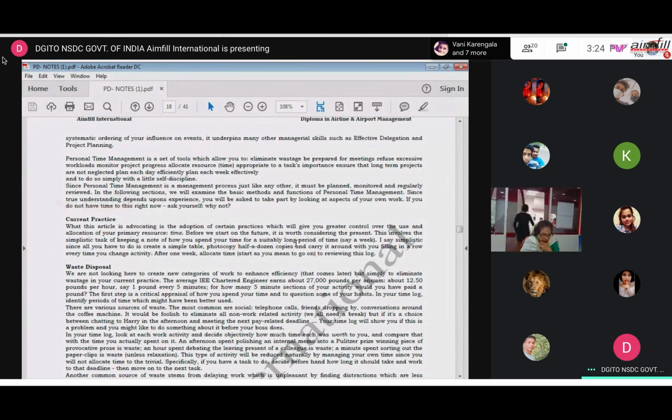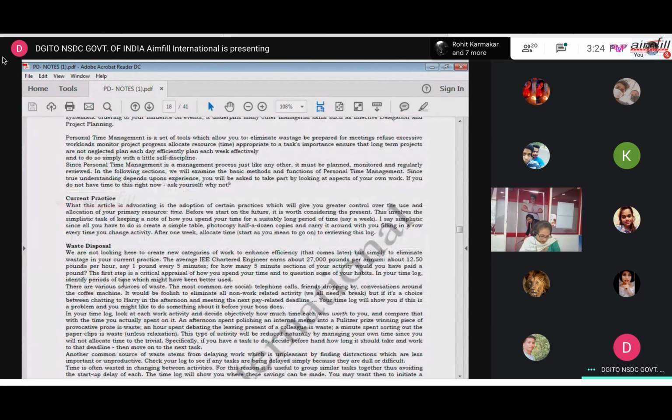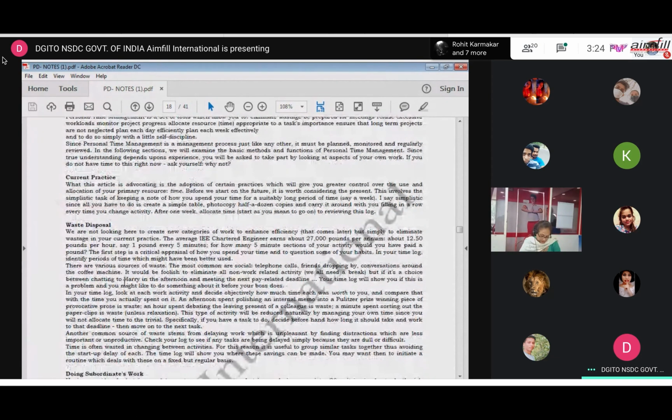Number 1, create an old book. Okay, current practice. Just write the heading current practice. Below current practice, write: before starting on future, consider the present.